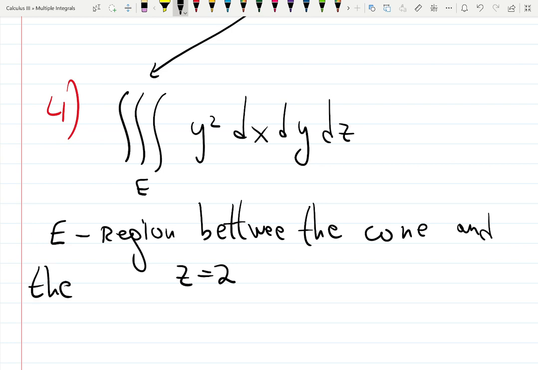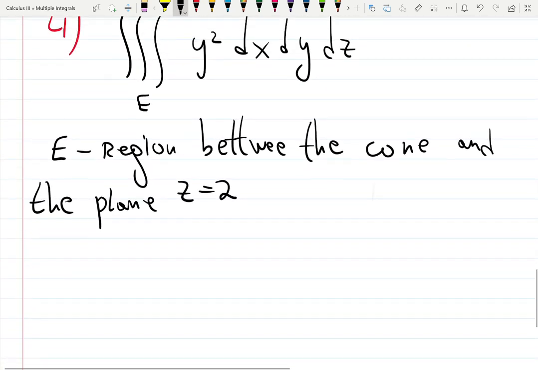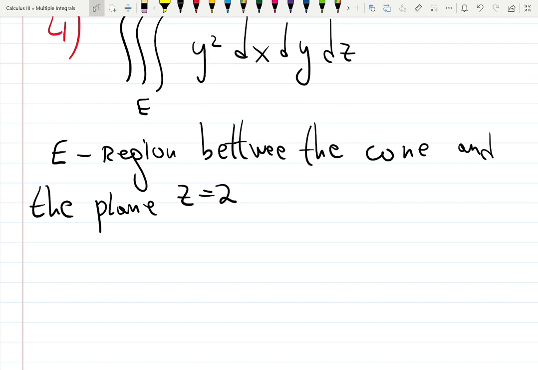What is z equals 2 in 3D? It's a plane. Good job. It's a plane 2 units up. Infinite x and y possibilities, but z is fixed, so height is fixed, right? So we're just cutting the cone. It's an ice cream cone, cut it.